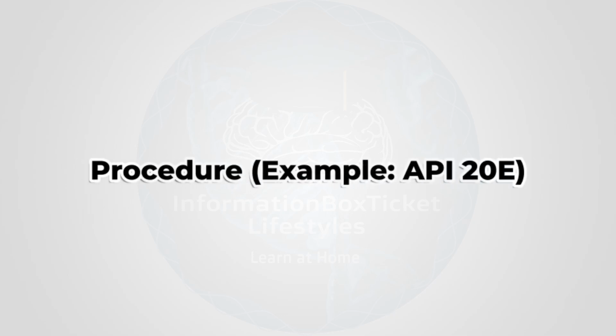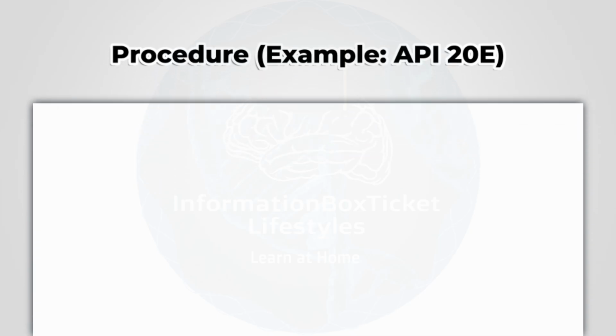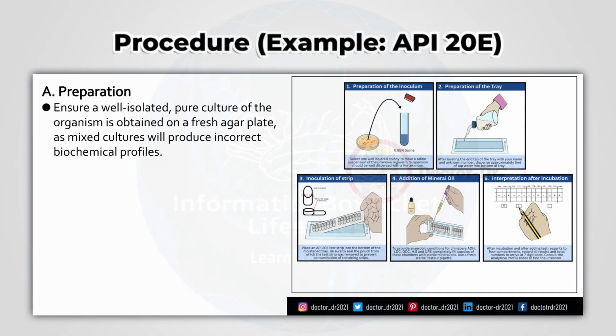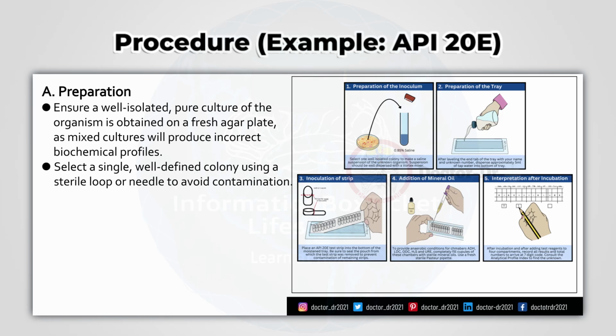Procedure. Example: API 20E. A. Preparation. Ensure a well-isolated, pure culture of the organism is obtained on a fresh agar plate, as mixed cultures will produce incorrect biochemical profiles. Select a single, well-defined colony using a sterile loop or needle to avoid contamination.